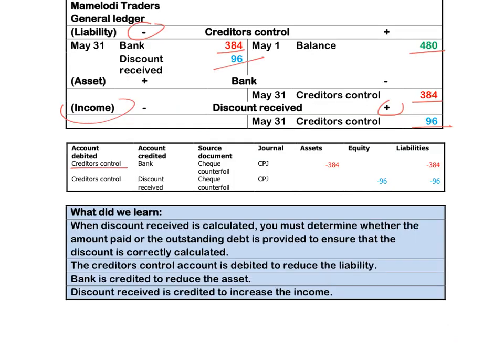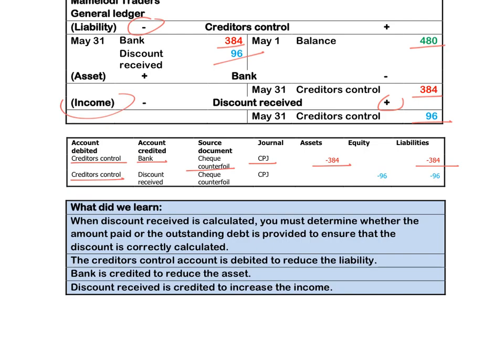Creditors control was debited to decrease liabilities. Bank is credited to decrease assets, and we issue a check and we record it in the cash payments journal. Creditors control is debited with the discount that was received, so that the creditors will decrease with the 96. Discount received is an income, so equity will increase with 96.